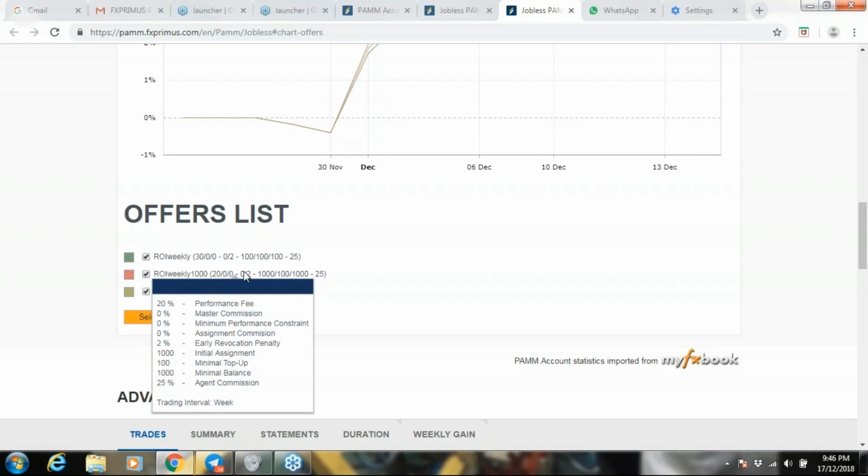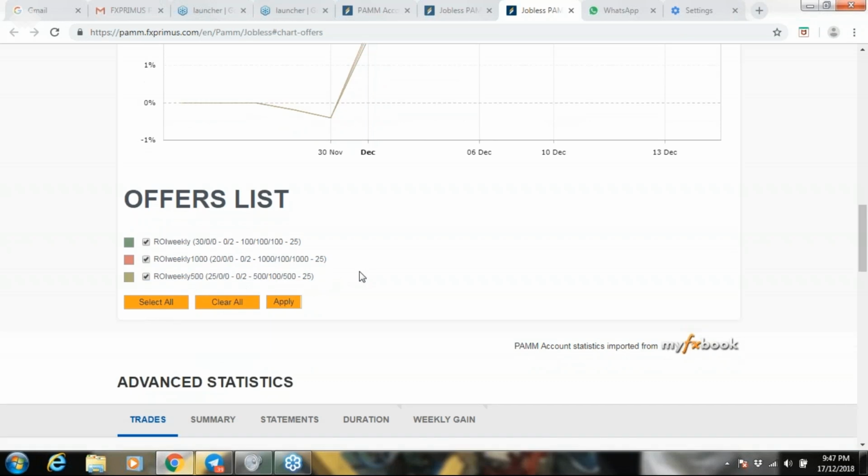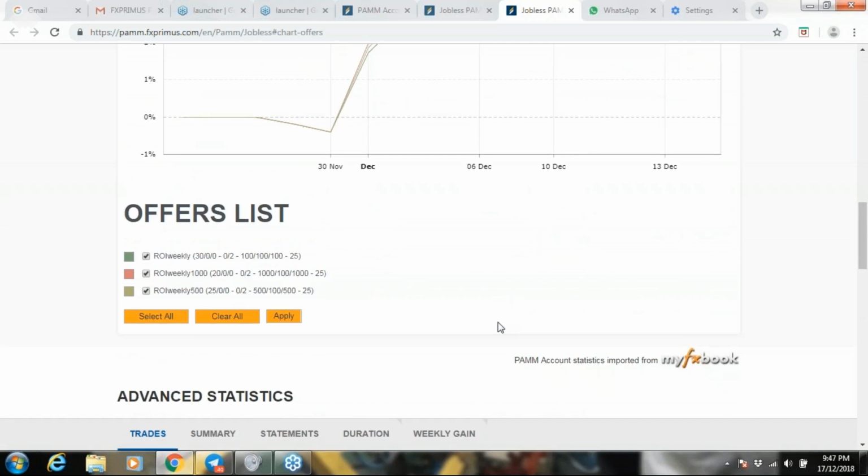For the second offer, we take a performance fee of around 20%. The yearly revocation penalty is the same as the first offer, just 2%. For the initial assignment, you can start from a minimum of 1,000 USD. This is also a weekly trading interval. And for the last but not least, our performance fee is 25% only. The penalty is also the same, 2%. The minimum initial assignment is 500 USD. The trading interval is also weekly. This is the best offer we can give. Very balanced.